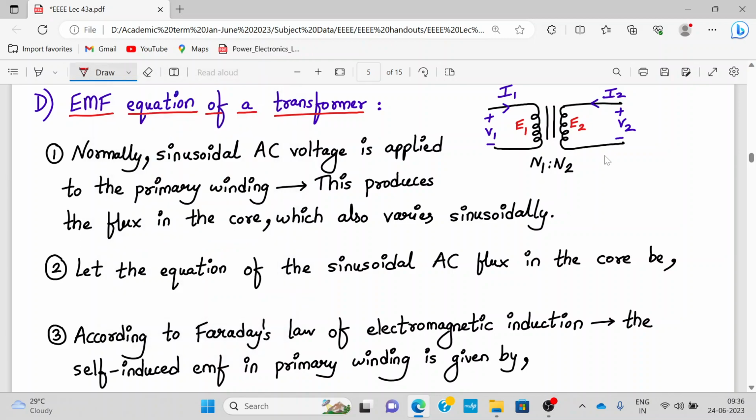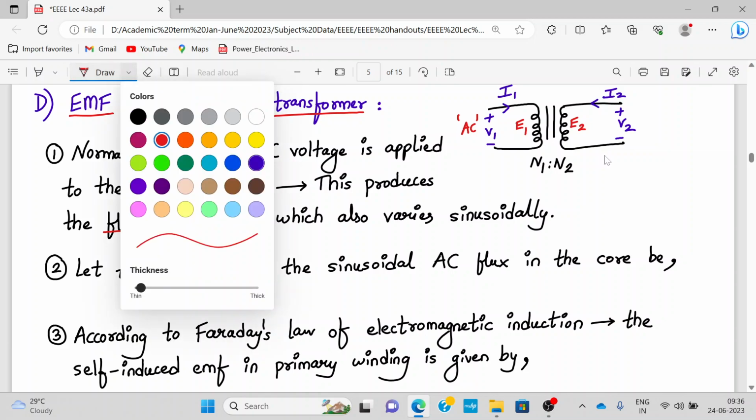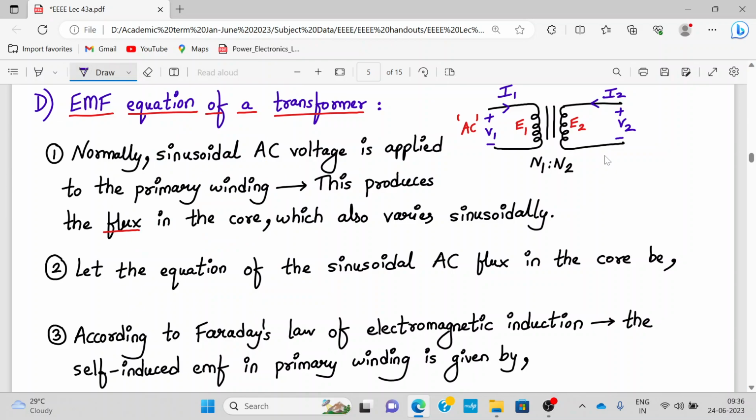So over here V1 is applied with a sinusoidal AC signal. This produces the alternating flux in the core, which also varies sinusoidally. Let us see that the equation of the sinusoidal AC flux in the core will be given by the following formula: phi equal to phi m sine omega t. So that's the equation of the alternating sinusoidal AC flux.